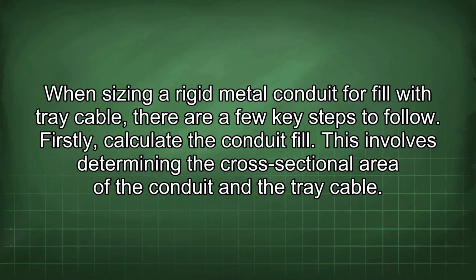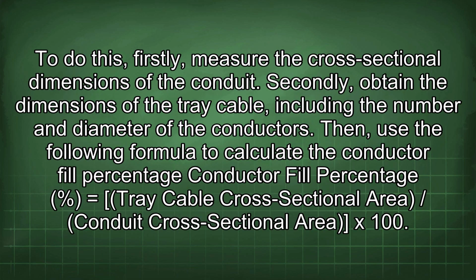When sizing a rigid metal conduit for fill with tray cable, there are a few key steps to follow. Firstly, calculate the conduit fill. This involves determining the cross-sectional area of the conduit and the tray cable. To do this, firstly, measure the cross-sectional dimensions of the conduit. Secondly, obtain the dimensions of the tray cable, including the number and diameter of the conductors. Then use the following formula to calculate the conductor fill percentage. Conductor fill percentage % equals tray cable cross-sectional area / conduit cross-sectional area x 100.